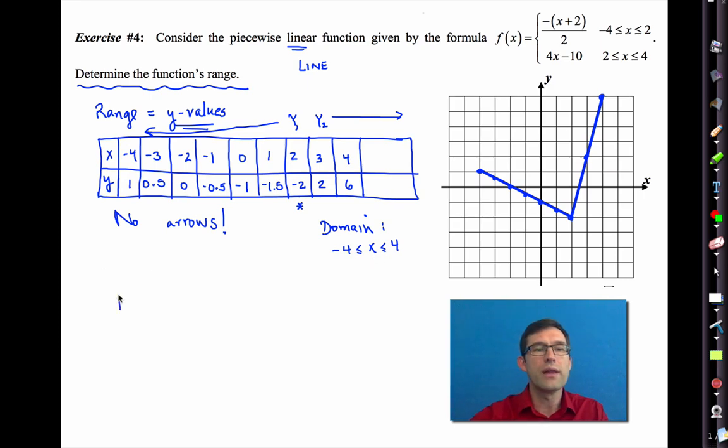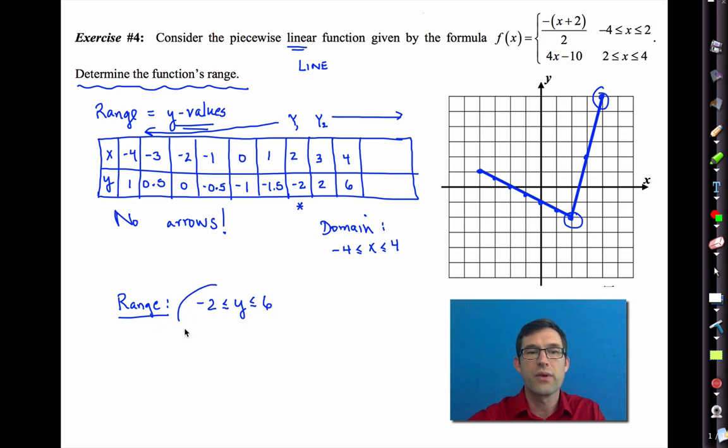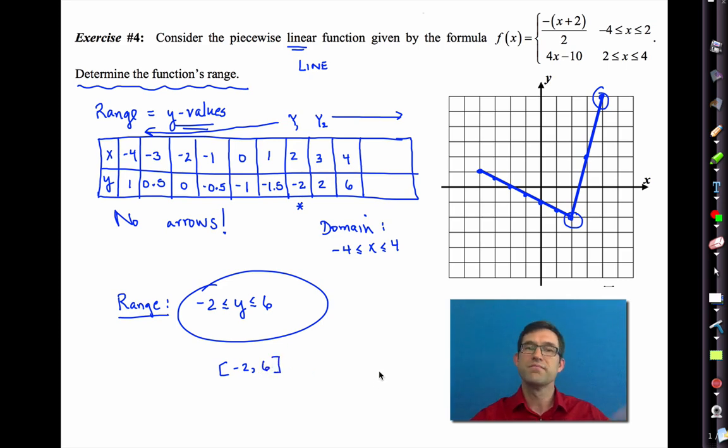So now we can really look at the range, the y values. What we really want to do is find the smallest y value, which occurs right down here at the bottom. That's at -2. And the largest y value is way up here, and that's at +6. And there's our range. Another nice way of doing it is with interval notation, -2 to 6 with the brackets, because they both occur there. All right? And that's it.